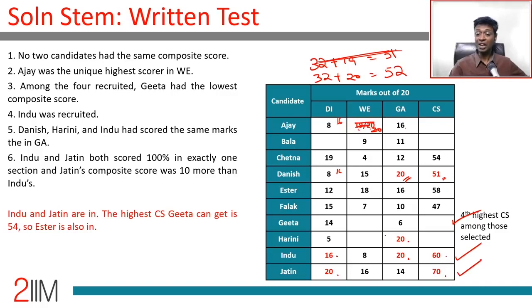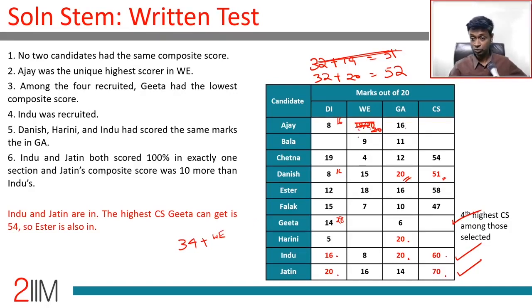Now think about this. Geeta has been selected. So Geeta's composite score, 14 into 2 would be 28, plus 6 is 34. 34 plus whatever she can get in WE would be her composite score. Now, the maximum she could get in WE is 19.